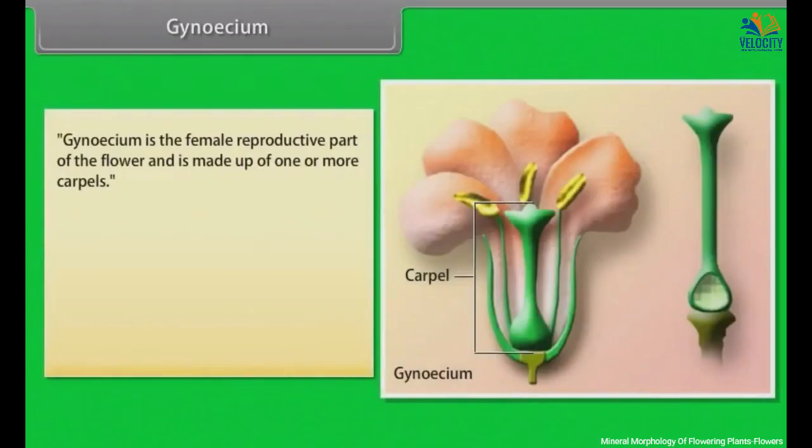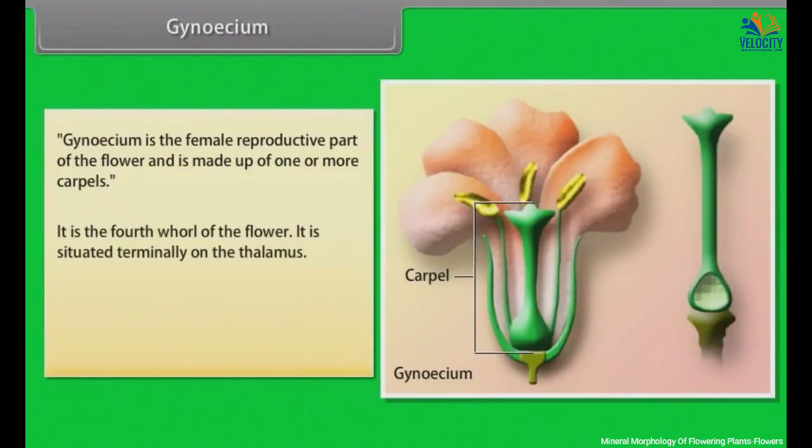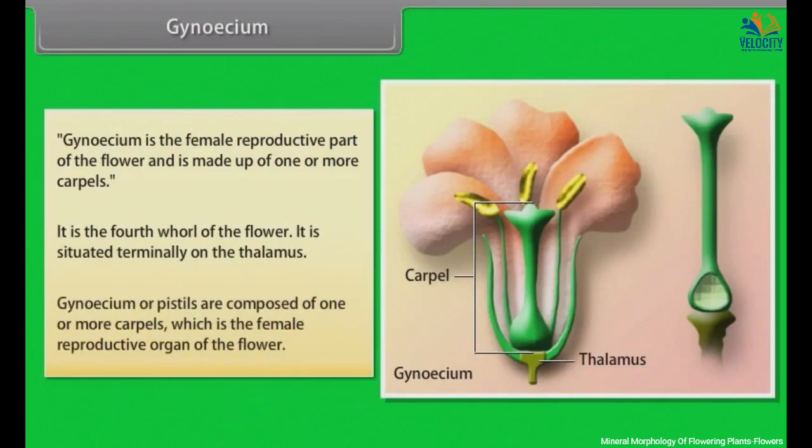Gynoecium. Gynoecium is the female reproductive part of the flower and is made up of 1 or more carpels. It is the 4th whorl of the flower. It is situated terminally on the thalamus. Gynoecium or pistil is composed of 1 or more carpels, which are the female reproductive organs of the flower.